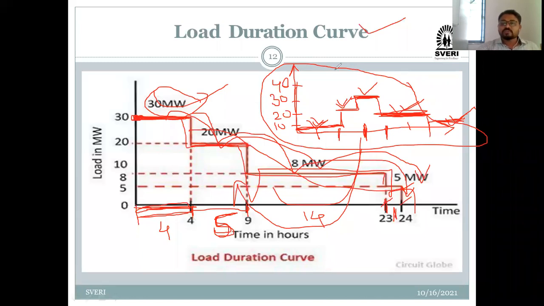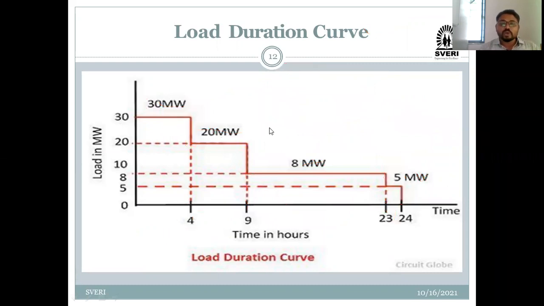In the load curve that we have studied, there is no such limitation. In the load curve, by taking the reference of different time durations, we just plot, and whenever we join all the points, it becomes the load curve. But in the load duration curve, whenever we have the load curve in our hand, at that time we have to first plot the load which is maximum, and from there we have to go into the descending order.